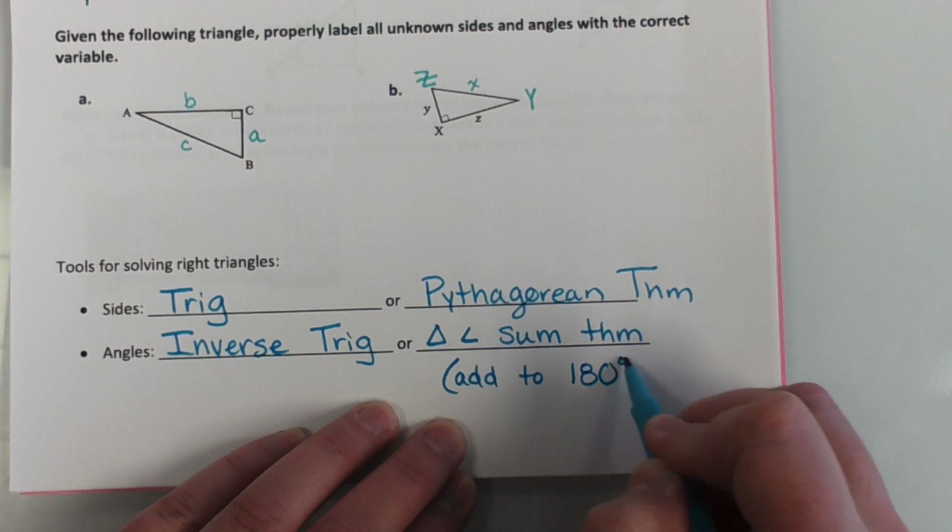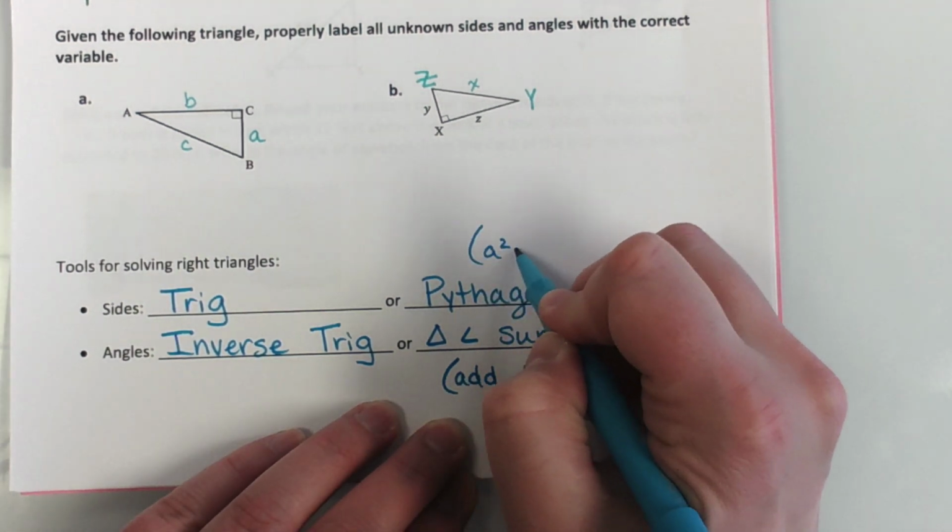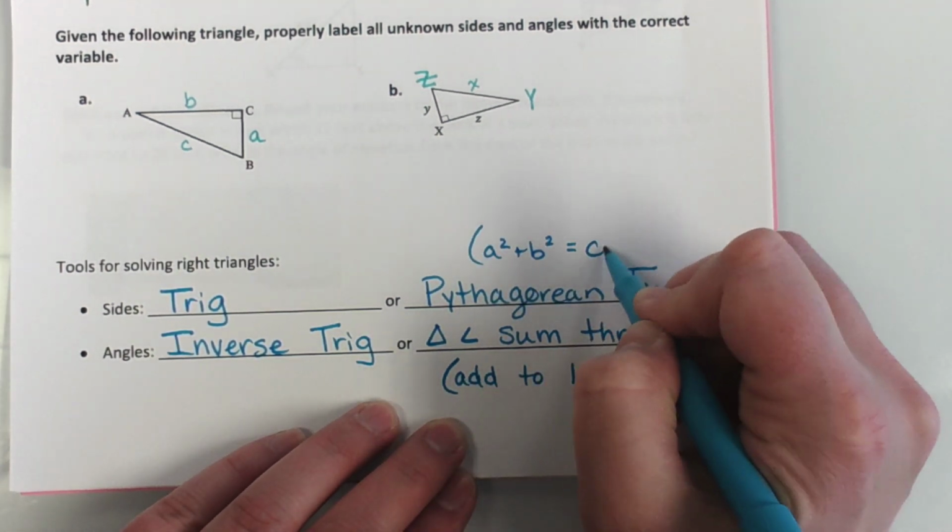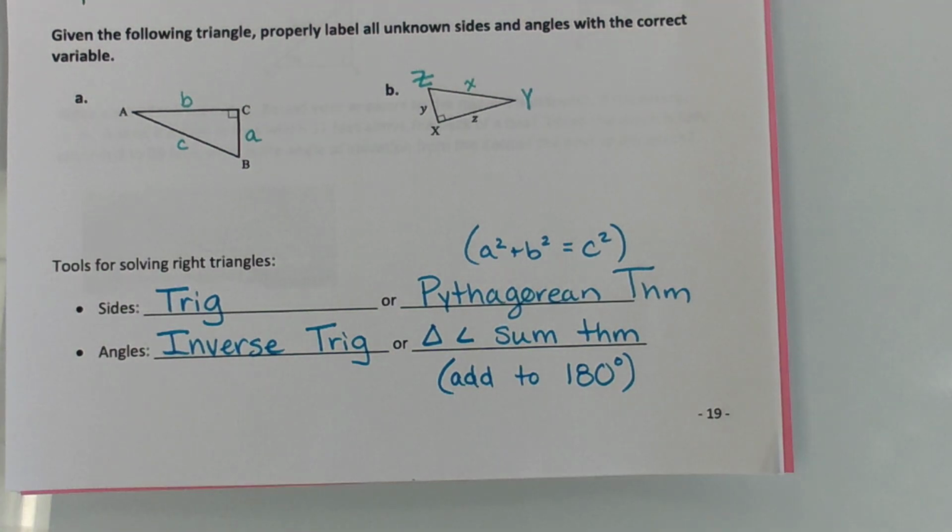The key thing: add to 180, just like the Pythagorean theorem. If you don't know its name, that's okay. It's a squared plus b squared equals c squared. So those are the tools that we get to use.